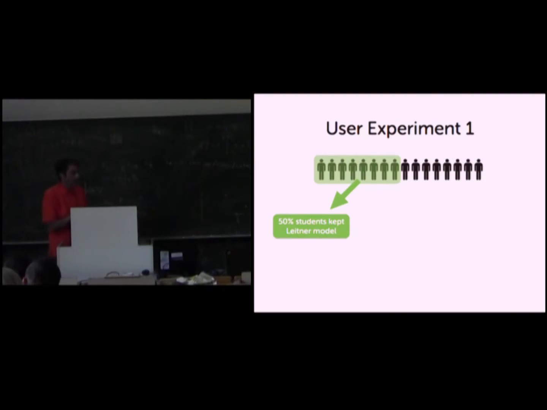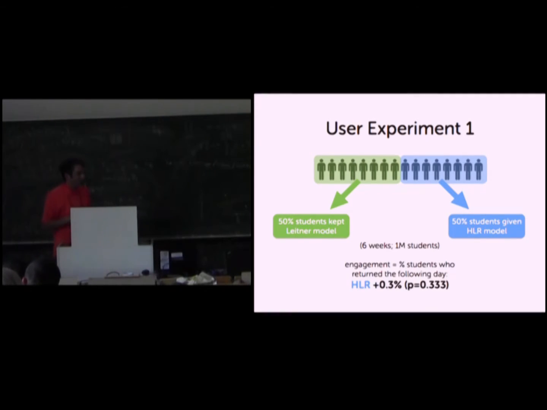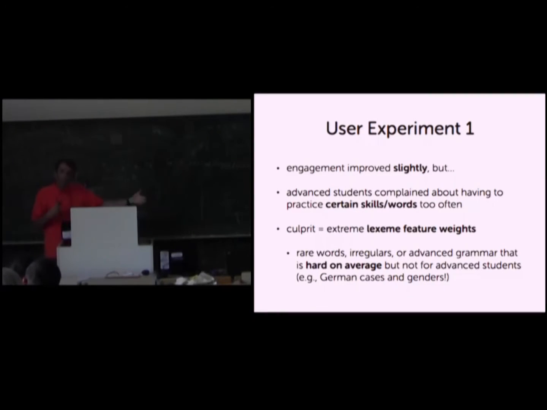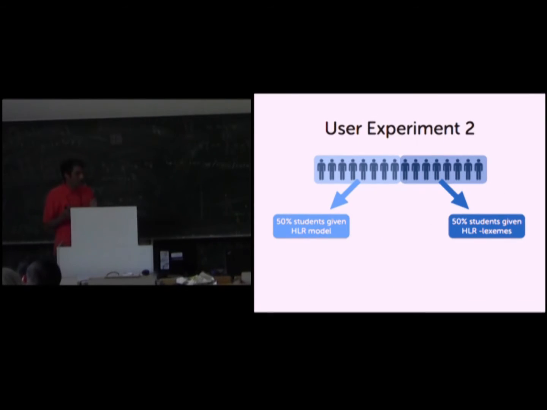They did a user experiment where half of the users saw the old Leitner method, and half of the users saw the half-life regression. And retention, so how many users came back the next day, increased a little bit, but not a significant amount. When they reached out to the users in the experimental group, the users complained that they were having to practice certain skills and words a lot. What was happening is that the model was overfitting on particular words that people got wrong, and this led to a bad user experience.